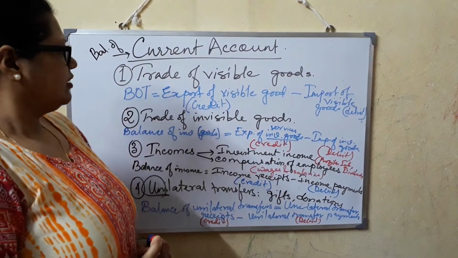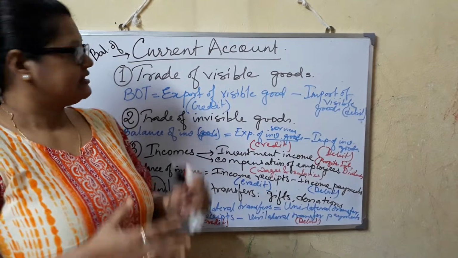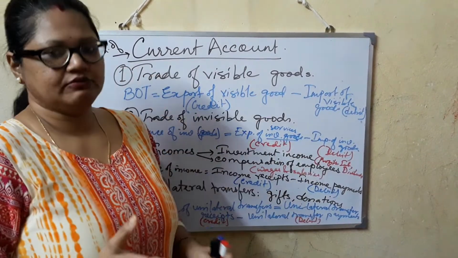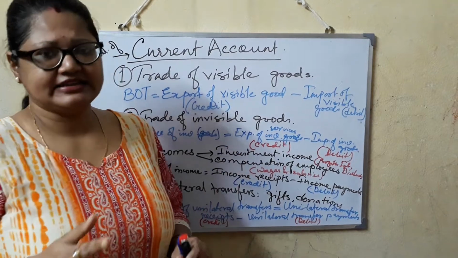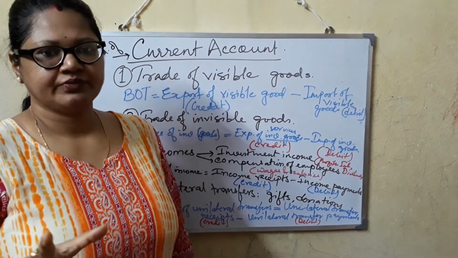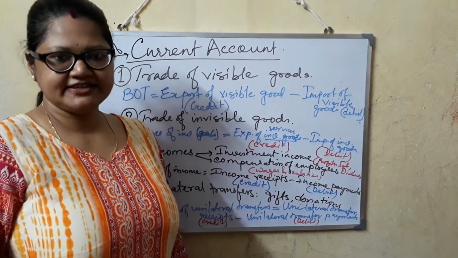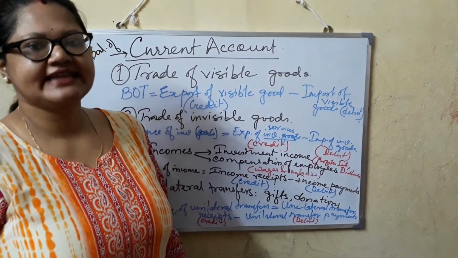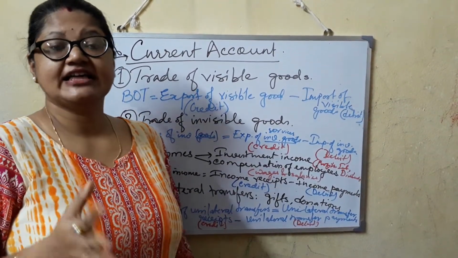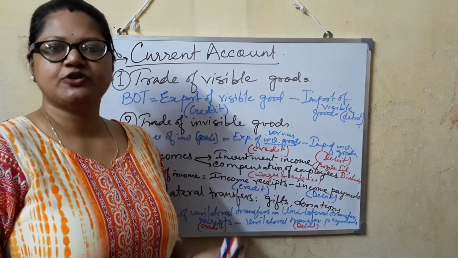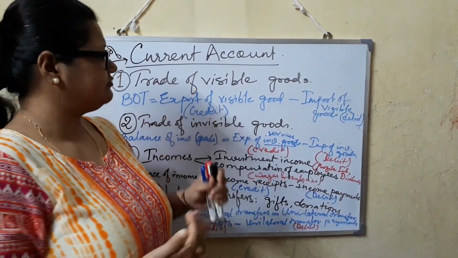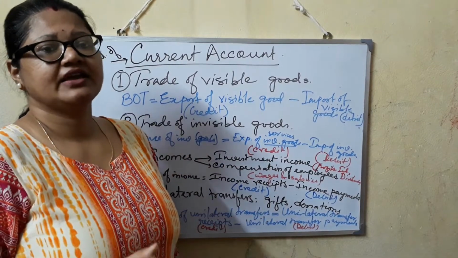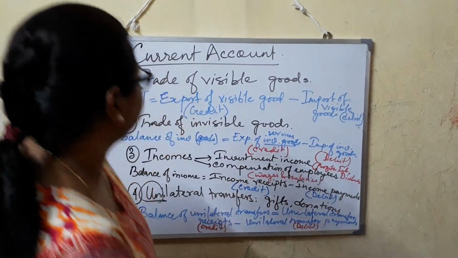Okay. Now in nature, this balance of current account, or you can say balance of BOP, is actually never in balance. It's never equal to zero. It is either negative or positive. If BOP is negative, we consider it to be a deficit. If BOP is positive, we consider it to be a surplus. We are going to discuss this a bit later after we finish discussing capital account. So let's move on to the capital account.